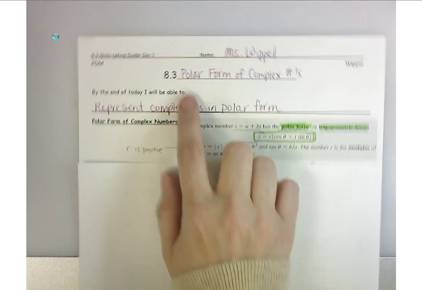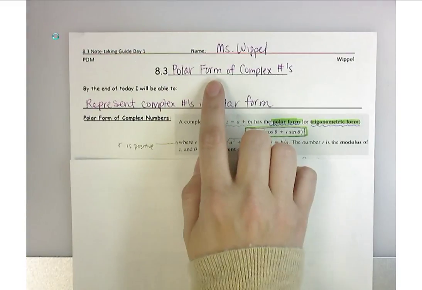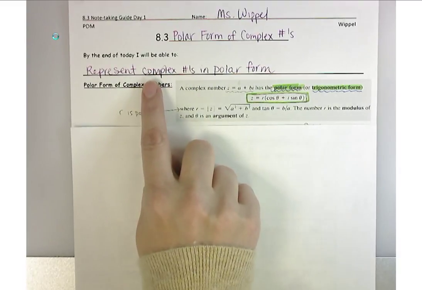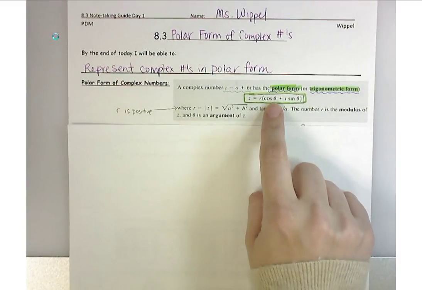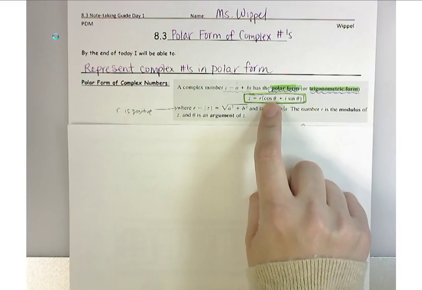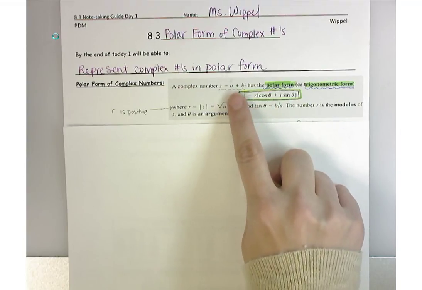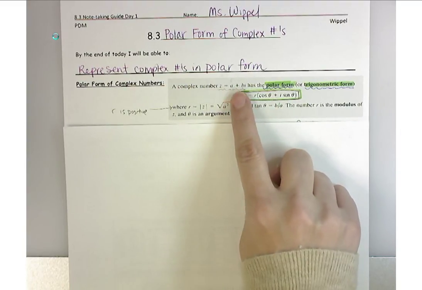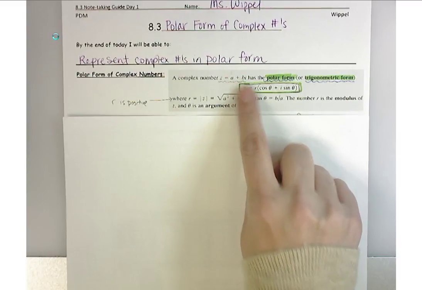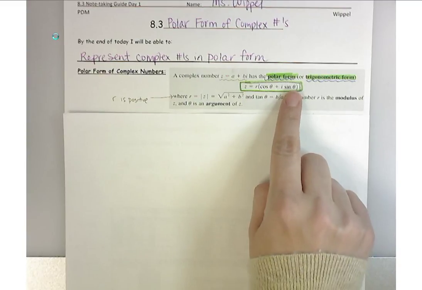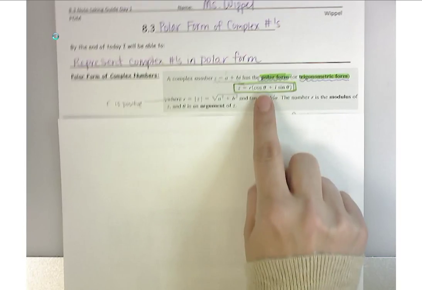Okay, so for 8.3, we are studying the polar form of complex numbers, and then we're going to represent complex numbers in polar form. You've already been introduced to polar form, or trigonometric form, from your worksheet yesterday. Your complex number is going to be a plus bi, which you're used to seeing. And then here you have z equals r cosine of theta plus i sine of theta, which again, you were introduced to yesterday in your packet.